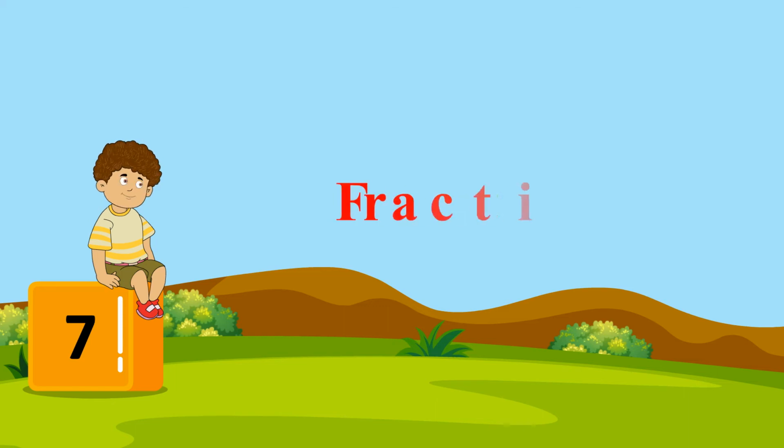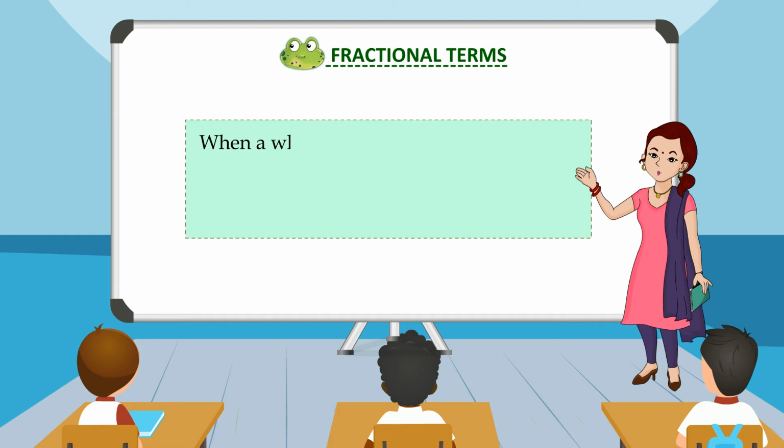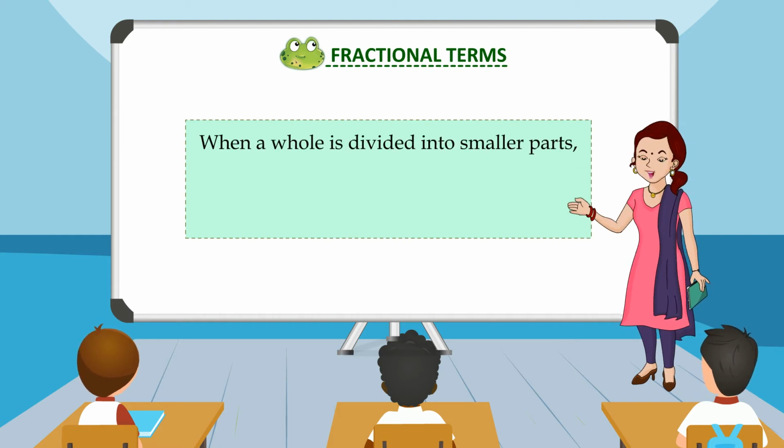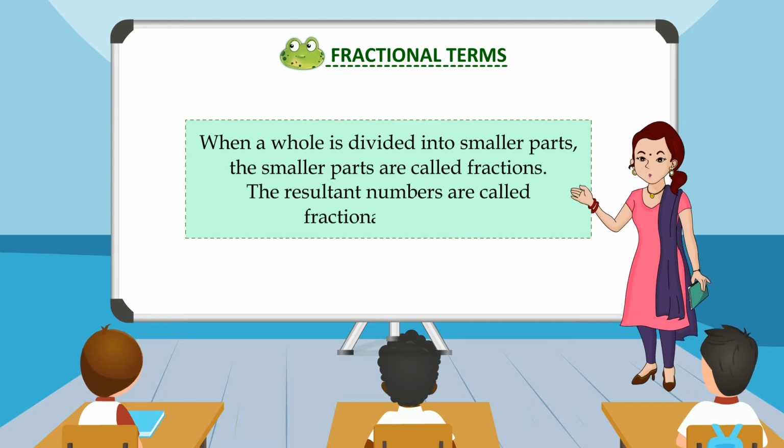Chapter 7. Fractions. Fractional terms. When a whole is divided into smaller parts, the smaller parts are called fractions. The resultant numbers are called fractional numbers.